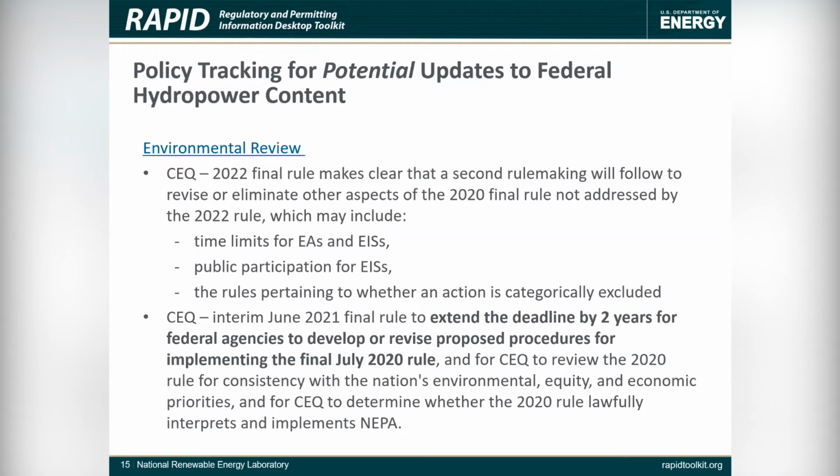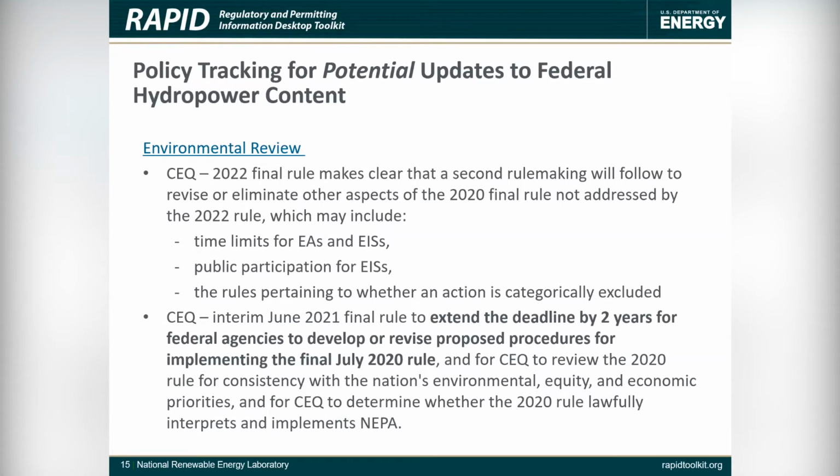Finally, back to environmental rule review and NEPA. CEQ did announce with the 2022 final rule that there will be a phase 2 rulemaking that will be promulgated sometime soon that will follow, and it will revise or eliminate other aspects of the 2021 final rule not addressed by the 2020 rule, which may include, as you see here, time limits for environmental assessments and environmental impact statements, public participation for environmental impact statements, and the rules pertaining to whether an action is categorically excluded. And so we will track those as they come online.